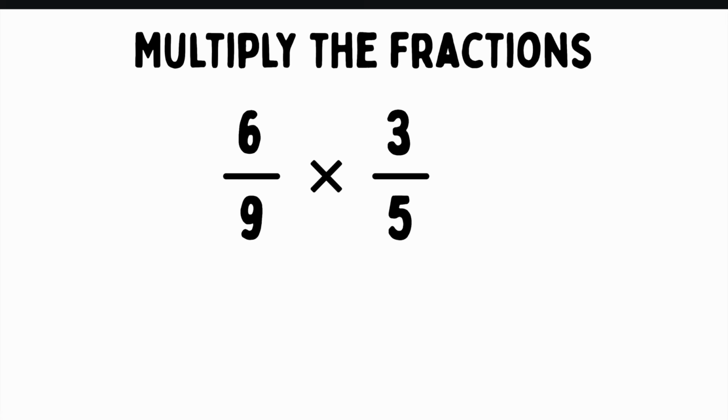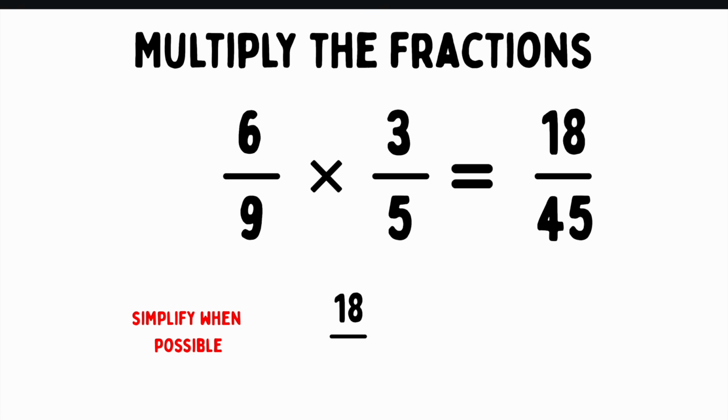6/9 times 3/5. Let's multiply the numerators. 6 times 3 is 18. 9 times 5 is 45. Let's simplify 18/45. We notice the numerator and denominator are both divisible by 9.